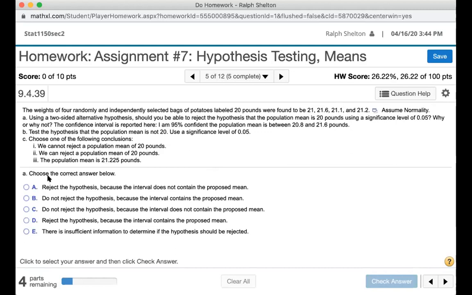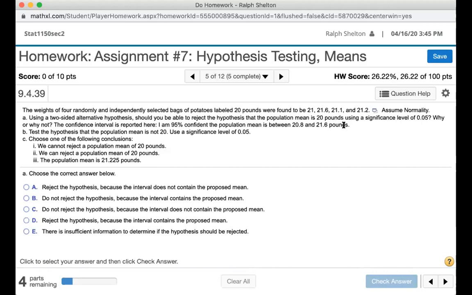So it says, part A, where's the question at? I have to scroll up, oh, here it is, way up here. Using a two-sided alternative, should you be able to reject the hypothesis that the population mean is 20 pounds using a significance level of 0.05? Well, we don't know yet. We haven't done the calculations, right? But the rest of the question goes on to say, why or why not? And then they give us the confidence interval.